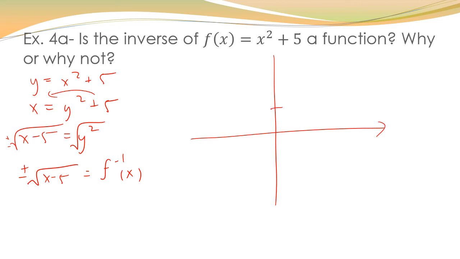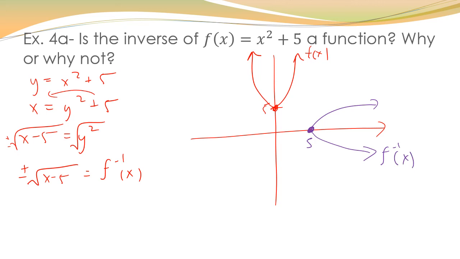So here's x squared plus 5, there's f of x. And f inverse of x has been moved to the right 5. And it's a root function, it's got a positive and a negative. So like this and like this. And there's f inverse of x. f of x is definitely a function. It passes the vertical line test.